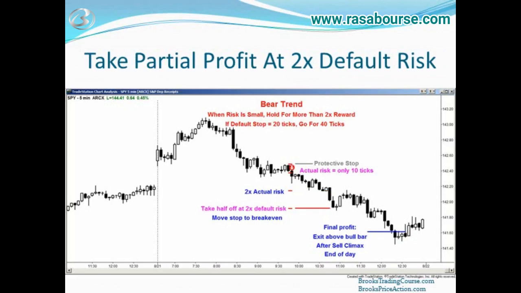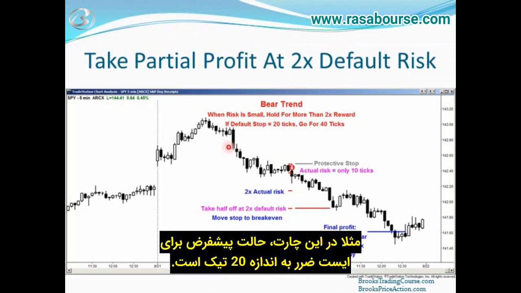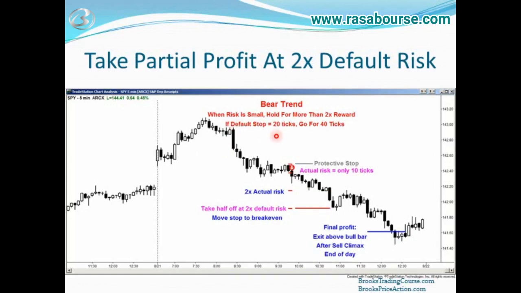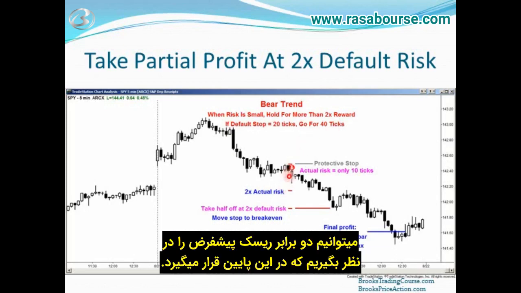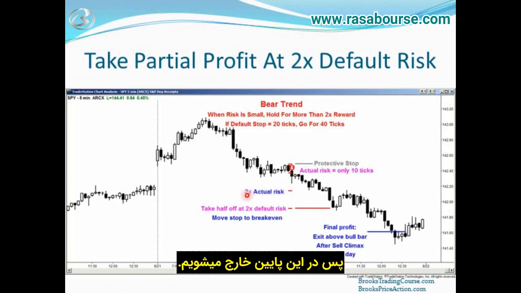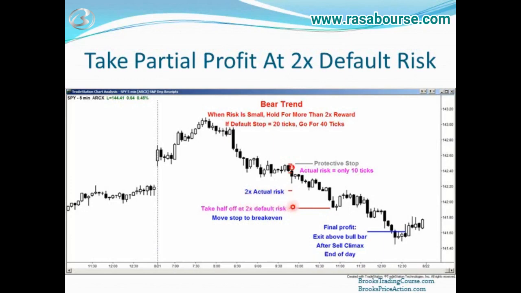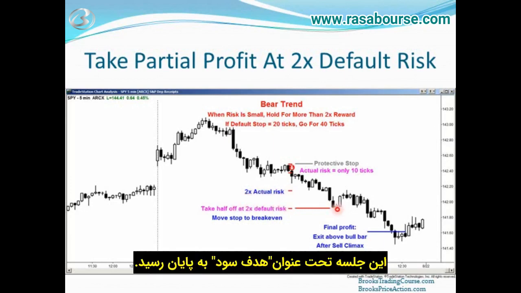Okay, so let's say in this example your default stop is 20 ticks. Instead of going for 2 times the initial risk, which is 2 times the actual risk, in this case it would have been about 20 ticks, you could go 2 times your default risk, which is down here, and you would have exited over here. And that's the end of the module on taking profits.